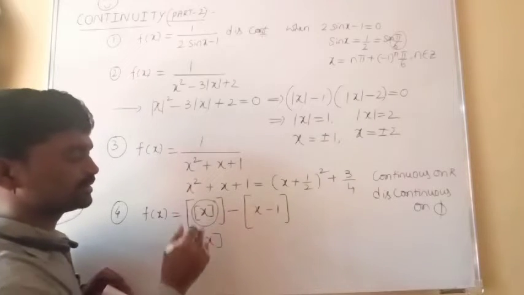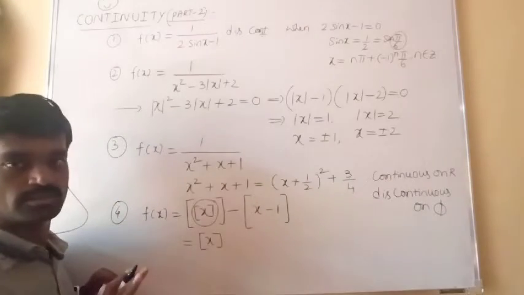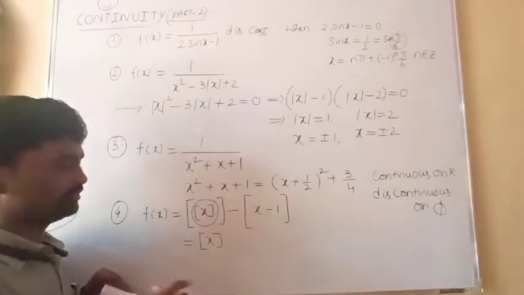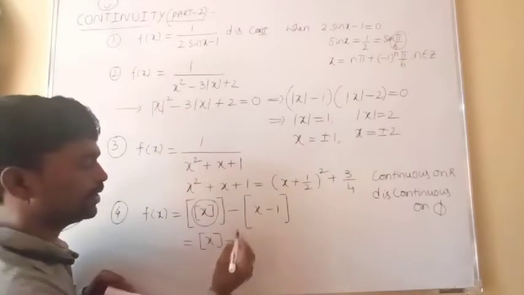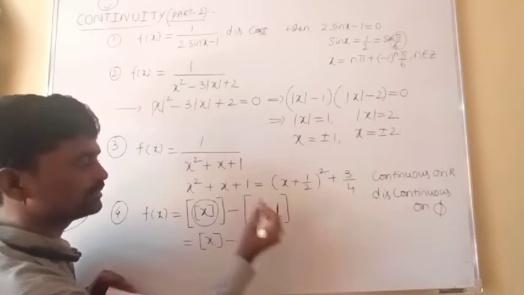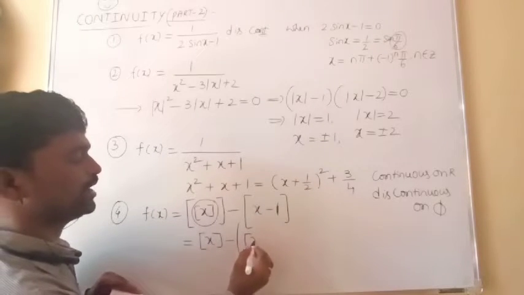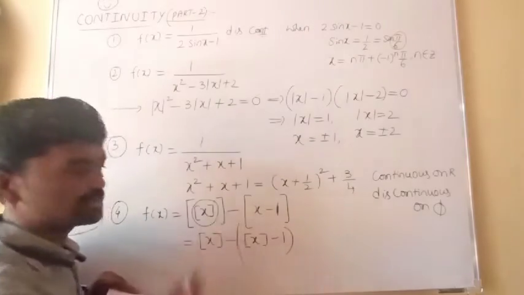What is that integer? Step x. Suppose x is any number, step x is some integer. So step x value, suppose 5. Then step of this 5 only, so that 5 is nothing but step x. And also here 1 is an integer, then step of x minus 1 we can write like this, step x minus 1, because here 1 is an integer.